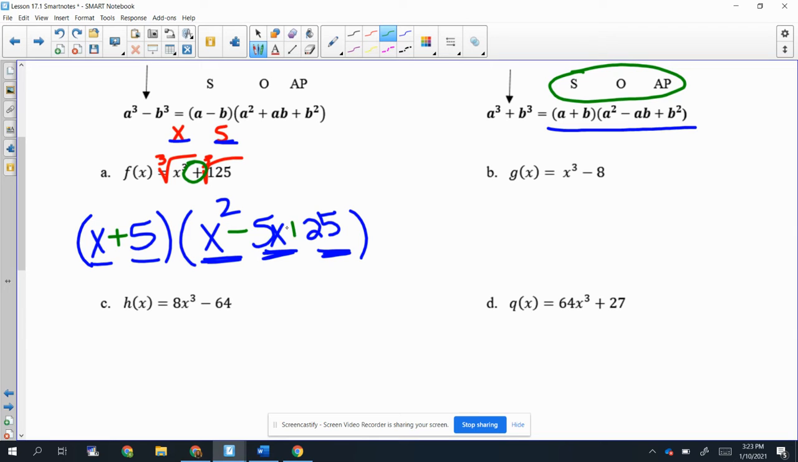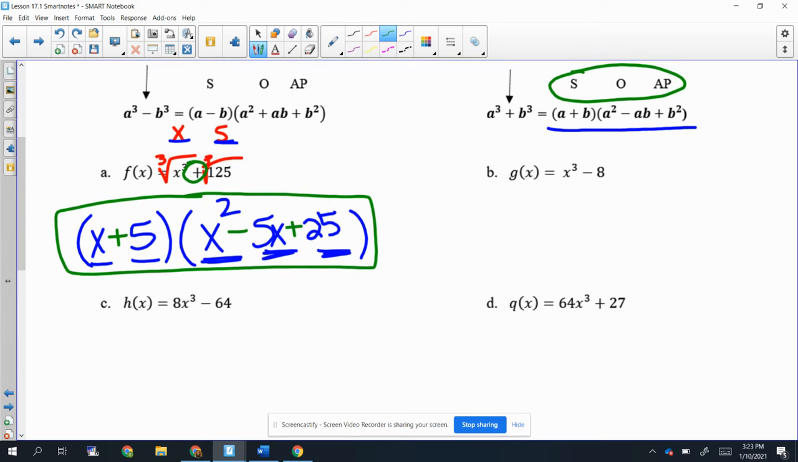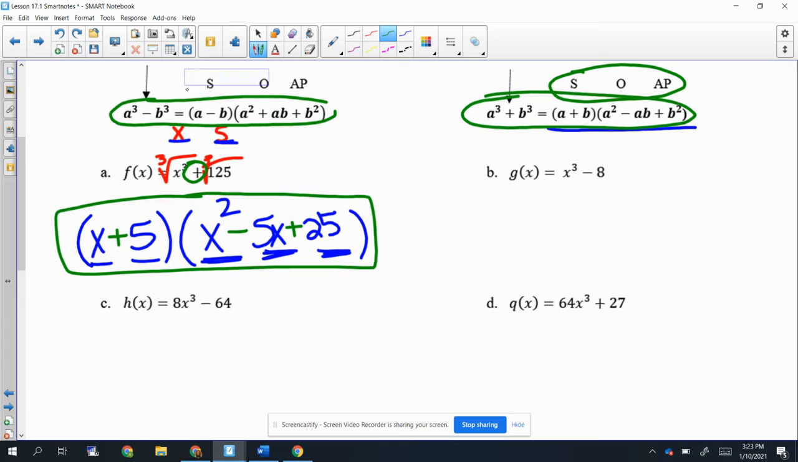And then always positive. That's our SOAP. And that's it. That's your answer right there. So as long as you can remember or you write down these two formulas, you should be good to go. And if you can remember your SOAP, same, opposite, always positive, then you should be good to go. Okay, so let's try another one here.